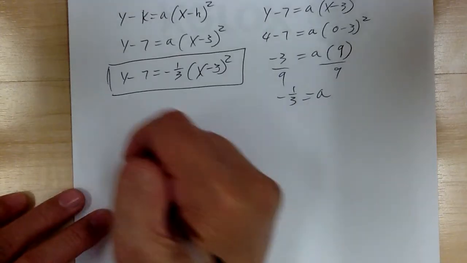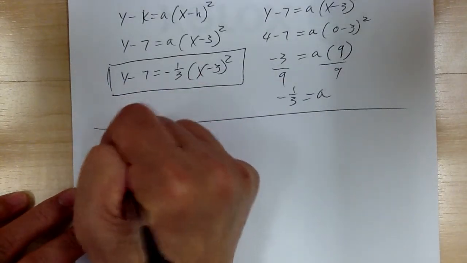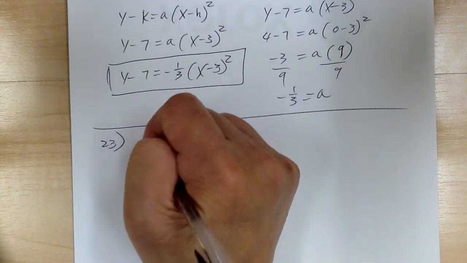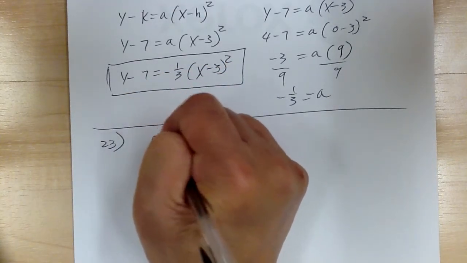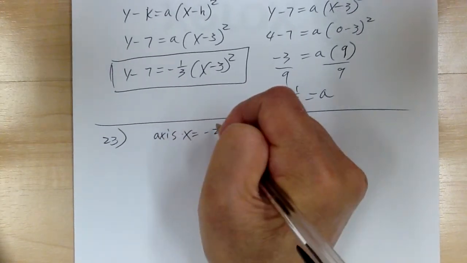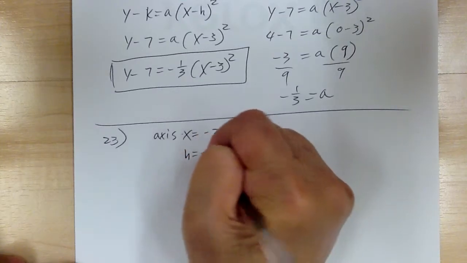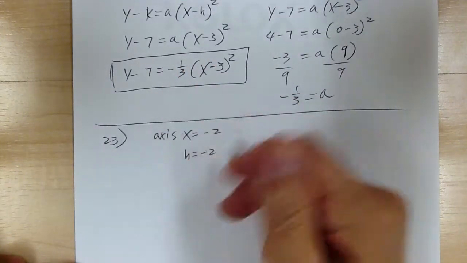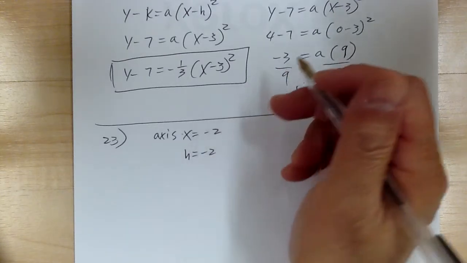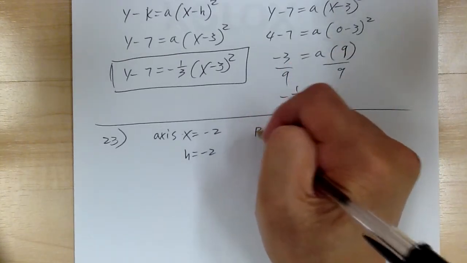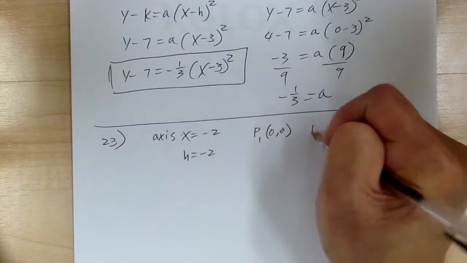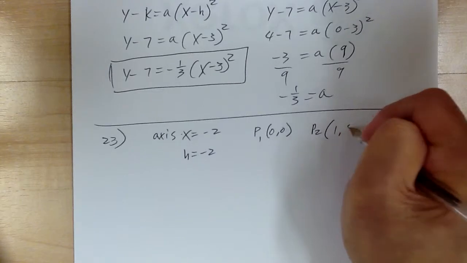Okay, let's go to 23. Okay, it says the axis is x equals negative 2. So what it tells you is that h equals negative 2. That's what it is, because the axis always goes through the vertex, always goes through h and k. And the parabola contains points at (0, 0) and (1, 5).